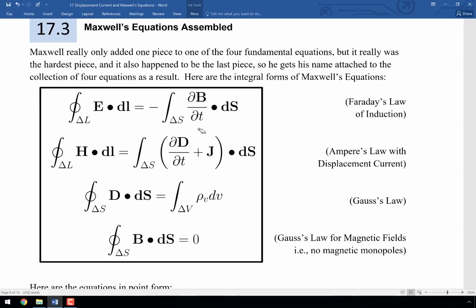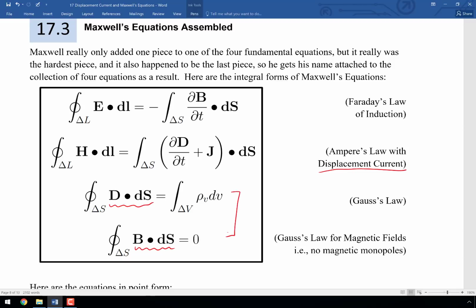Sometimes this is also known as Ampere's law with Maxwell's addition, but I like to call it Ampere's law with displacement current. We also have Gauss's law, and then we also have Gauss's law for magnetic fields. Notice how this one is talking about the divergence of electric field, and this one's talking about the divergence of magnetic field. The right-hand side is just equal to 0, which means that there is no source of a magnetic field. There are no magnetic monopoles, but I love the symmetry here.